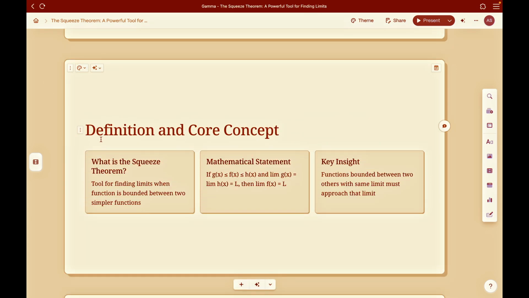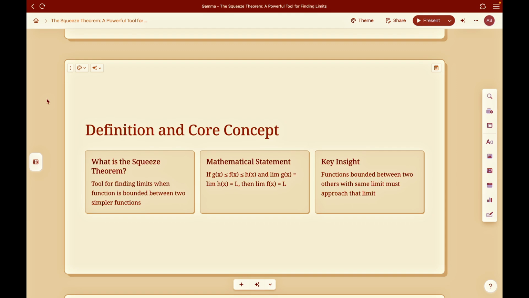Now, what exactly is the squeeze theorem? The squeeze theorem is a tool for finding limits when the function is bounded between two simpler functions. So, let's say we have a function f of x and we have a function g of x. Now we know we have a function h of x where h of x is less than f of x, but it's greater than g of x.